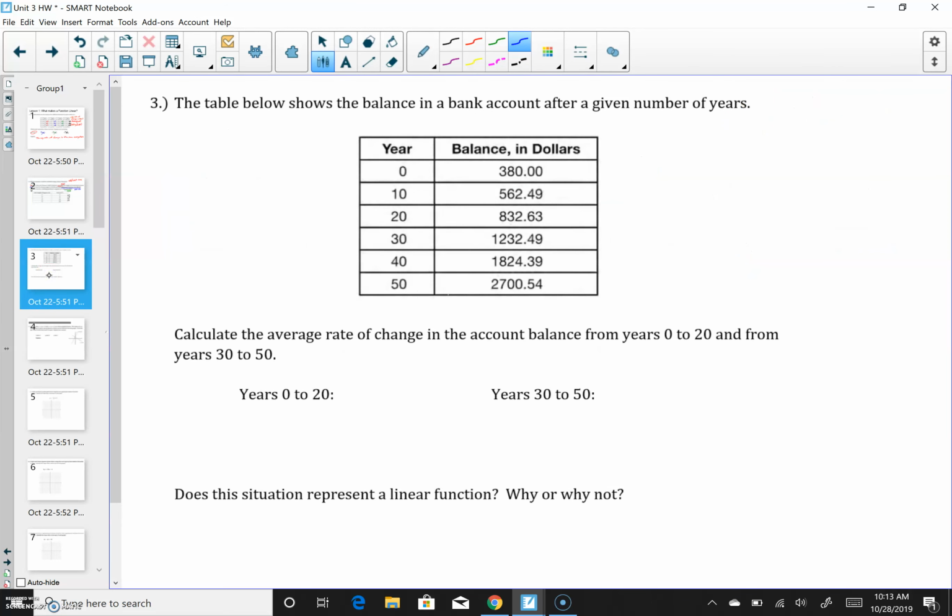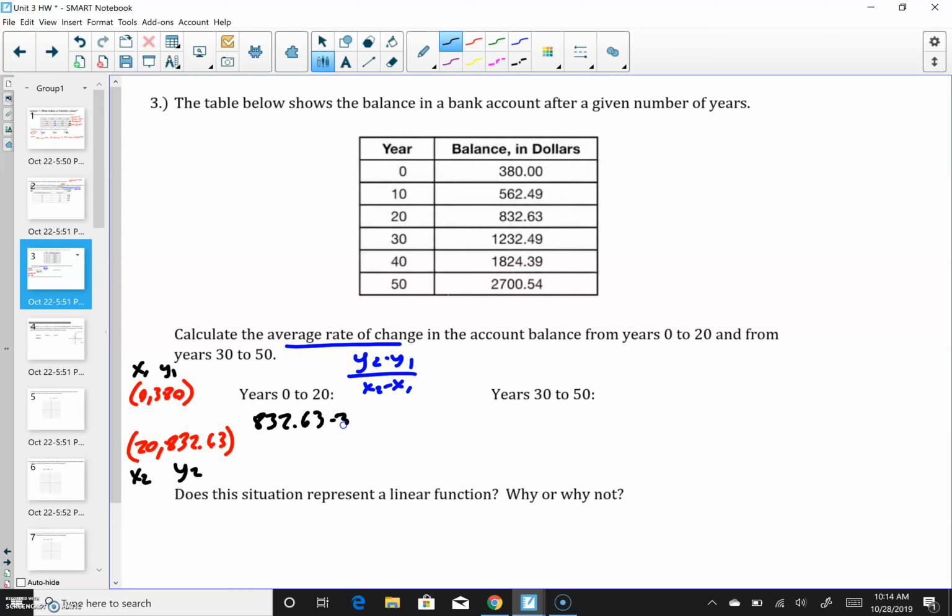The table below shows the balance in a bank account after a given number of years. Calculate the average rate of change in the account from 0 to 20 and from 30 to 50. So once I see average rate of change, our y2 minus y1 over x2 minus x1 formula should be popping into my head. So for 0 and 20, we are 0, 380, and we are 20 and 832.63. So we have x1, y1, x2, y2. So be very careful here. Make sure you use your calculator. Don't want to try to guess at what's happening to these numbers.